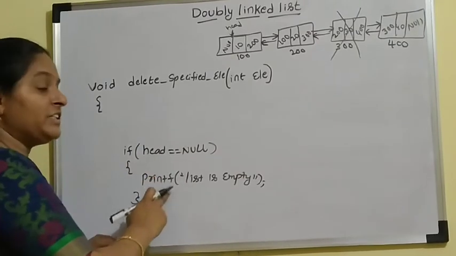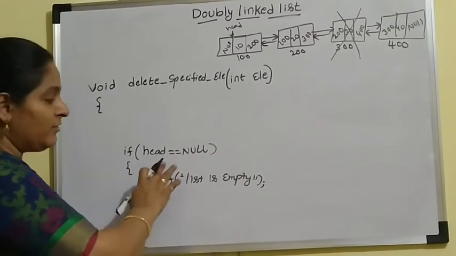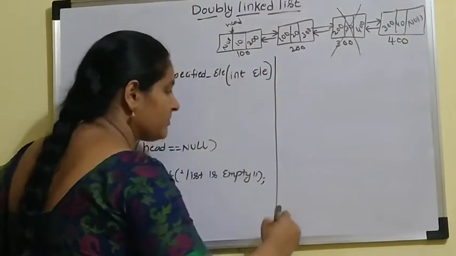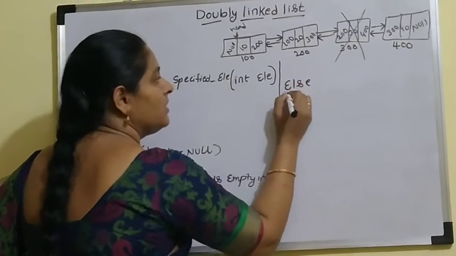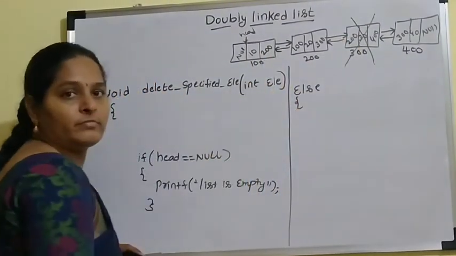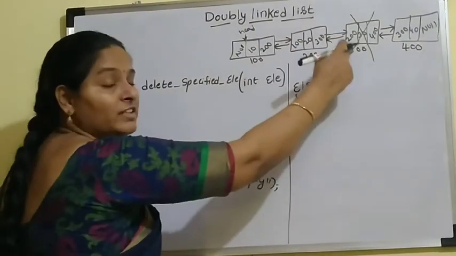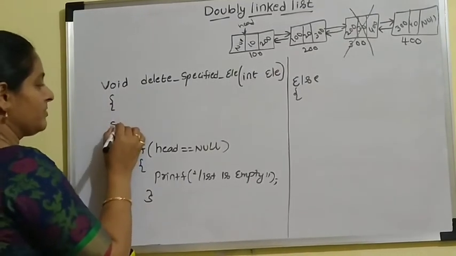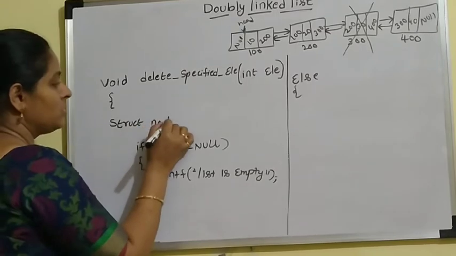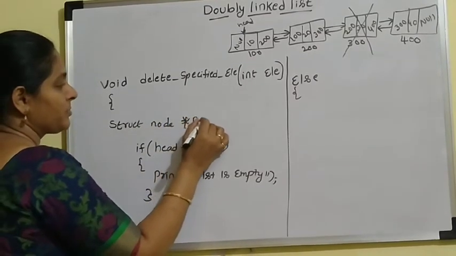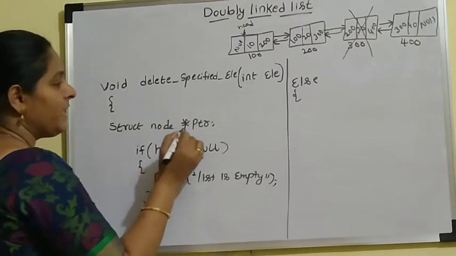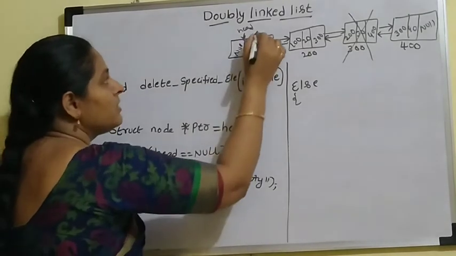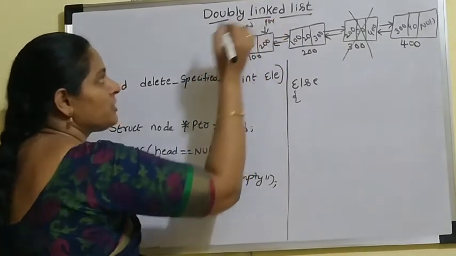First I am verifying whether the list is empty or not. If list is empty, deletion is not possible. If list is not empty, then we can delete the element. Which element we want to delete? We want to delete 30. First of all we should find out the 30 in the list. So for finding 30 in the list, we should take one pointer. Struct node star ptr. Initially assign ptr to the first node position, head address. So here ptr is in the first position.